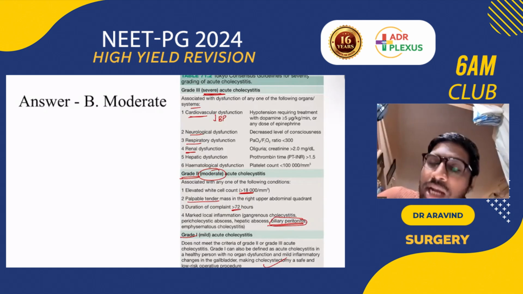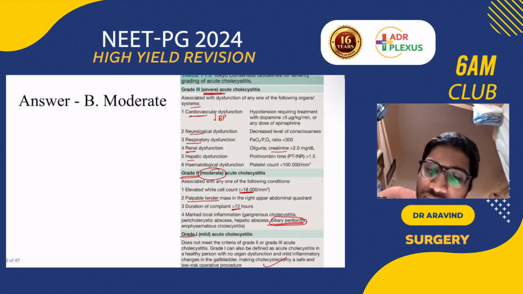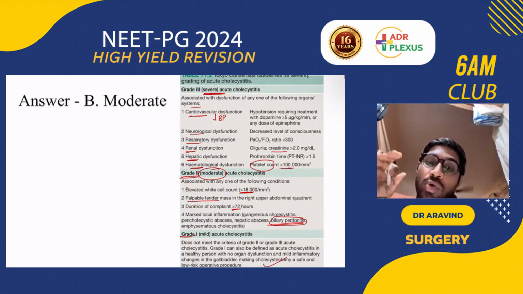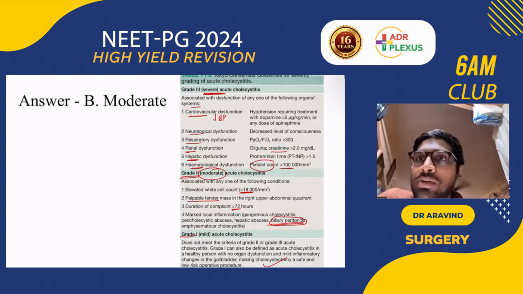Renal dysfunction is creatinine getting elevated. Hepatic dysfunction, remember PTINR getting deranged. Don't need to remember the values, just remember PTINR deranged. Hematological is platelet count less than 1 lakh, thrombocytopenia. So only when there is organ dysfunction, it will come under severe.